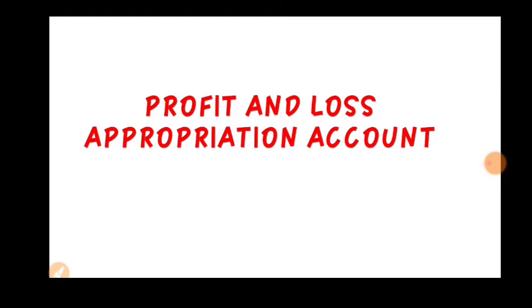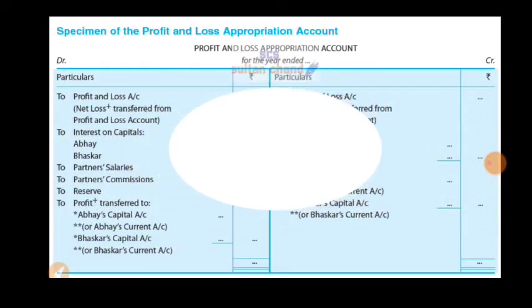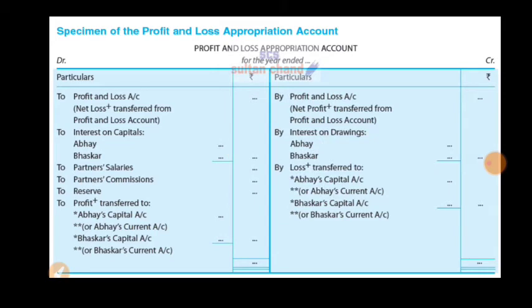Profit and loss appropriation account is prepared to distribute profit among partners. It is prepared after profit and loss account. All the appropriation against profits comes under profit and loss appropriation account, and all the charges against profit come under profit and loss account.